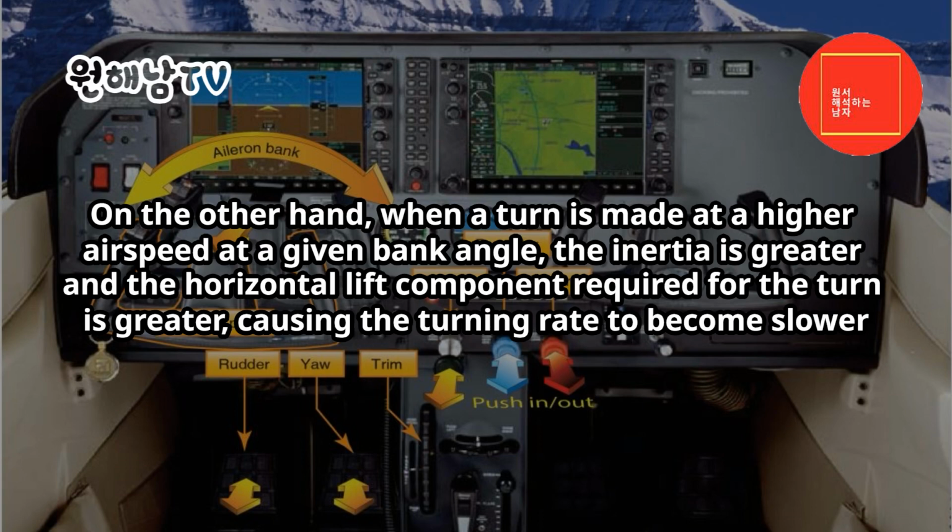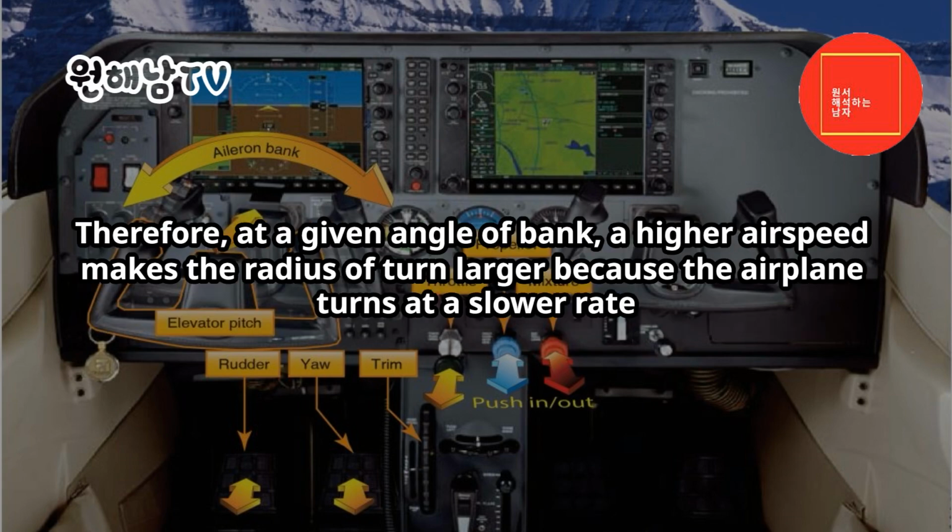On the other hand, when a turn is made at a higher airspeed at a given bank angle, the inertia is greater and the horizontal lift component required for the turn is greater, causing the turning rate to become slower. Therefore, at a given angle of bank, a higher airspeed makes the radius of turn larger because the airplane turns at a slower rate.